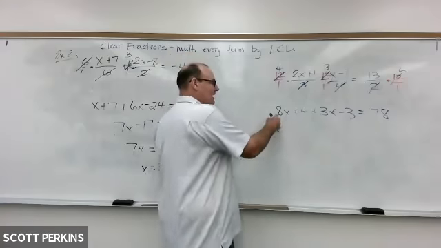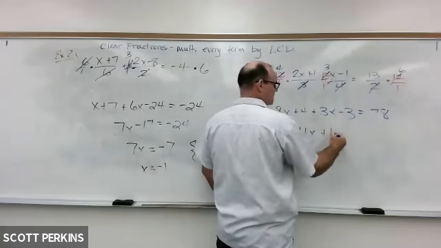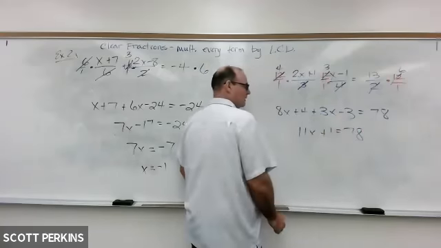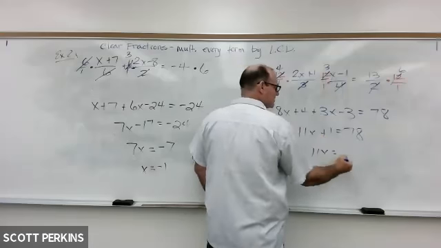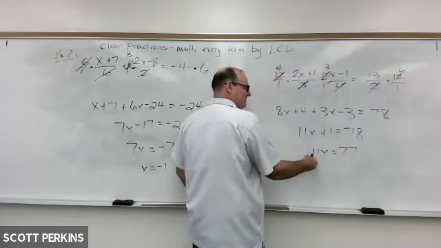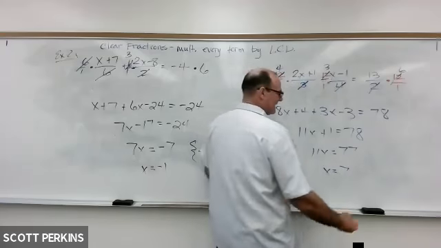Okay. So 8x and 3x, that's 11x. 4 minus 3 is plus 1. I'm going to subtract the 1 from both sides, and 78 minus 1 is 77. When I divide both sides by 11, I get that my solution set is 7.